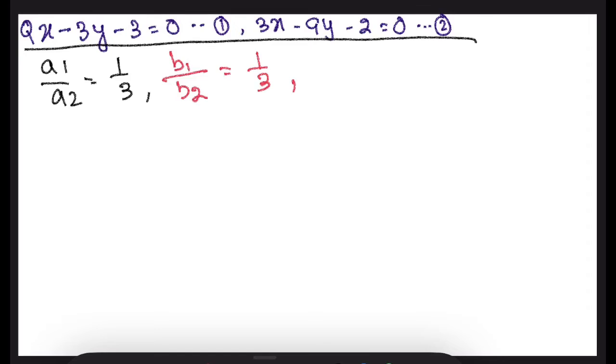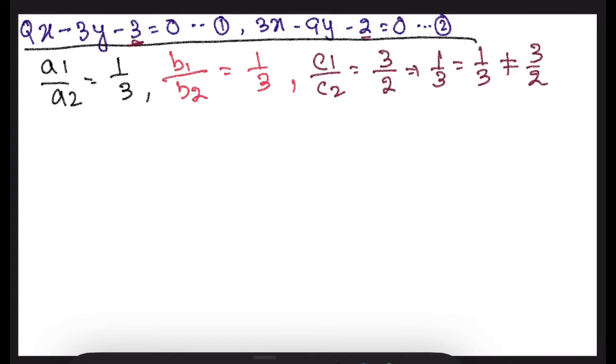And C1 upon C2 is what? C1 upon C2 has come 2 minus 3 upon 2. Okay, this minus got cancelled, so 3 upon 2. So now you see 1 upon 3 is equal to 1 upon 3, but that is not equal to 3 upon 2, isn't it?